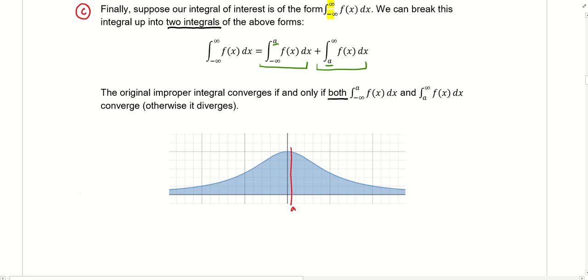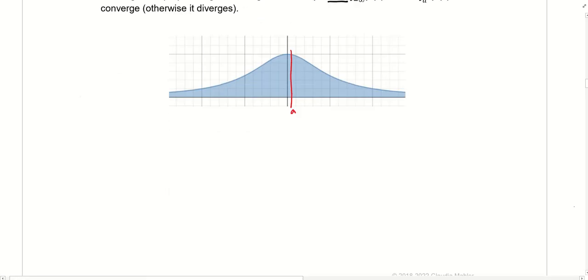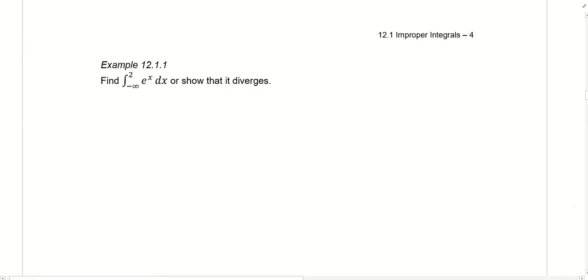So let's go ahead and do a couple examples here and just get some practice with how we approach these types of integration problems. So the first example on page 4 here is telling us to find the integral of e to the x from negative infinity to 2, or show that this integral diverges. So finding the integral means we're finding the finite area that it captures, so showing that it converges to something. Or if we can't show that it converges, that means it diverges. So we'll get some practice with that wording as we go.